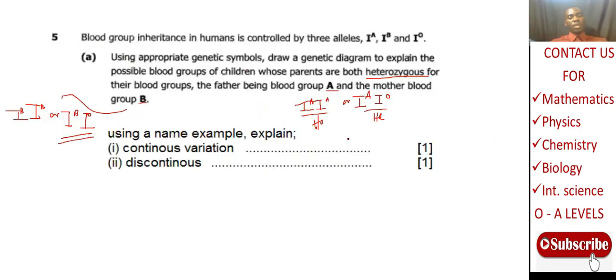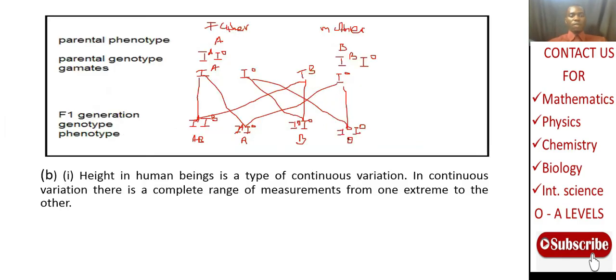Now question B reads, using a named example, explain continuous variation. So this question is different from when they just say define continuous variation. But here they are saying, using a named example, explain continuous variation. So in here, you are going to say, for example, height in human beings is a type of continuous variation. So in continuous variation, there is a complete range of measurements from one extreme to the other. So you see, this one is an explanation. If they just say define continuous variation, you would have said continuous variation is a type of variation in which there is a complete range of measurements from one extreme to the other. So the way you phrase your answer matters. So make sure that you phrase it correctly.